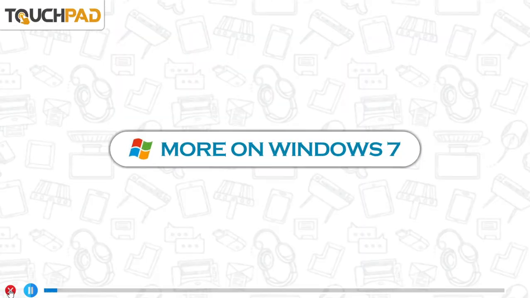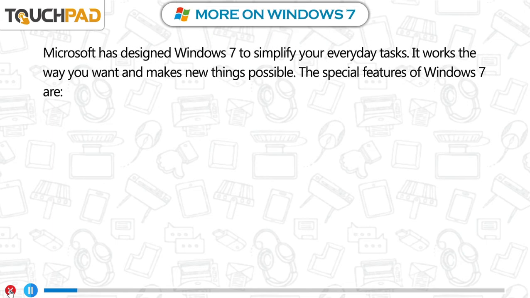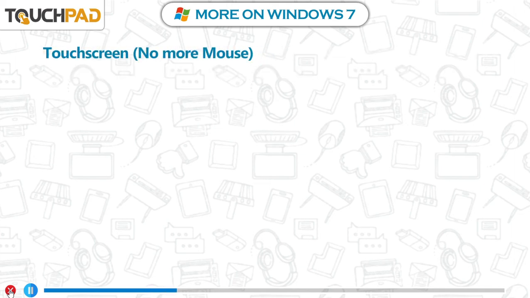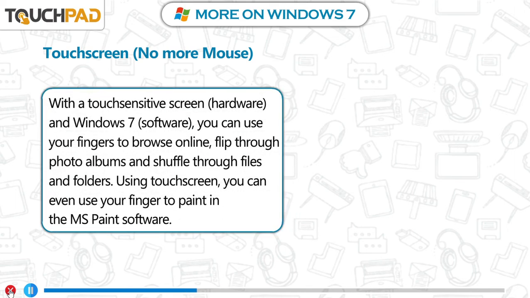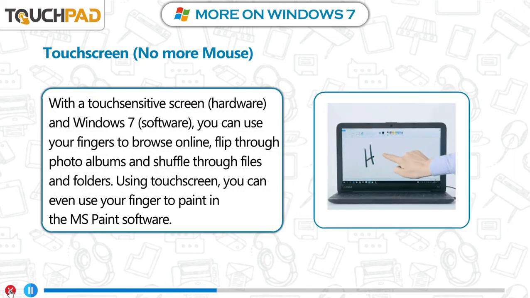More on Windows 7. Microsoft has designed Windows 7 to simplify your everyday tasks. It works the way you want and makes new things possible. The special features of Windows 7 are touch screen, no more mouse. With a touch-sensitive screen, hardware, and Windows 7 software, you can use your fingers to browse online, flip through photo albums, and shuffle through files and folders. Using touchscreen, you can even use your finger to paint in the MS Paint software.